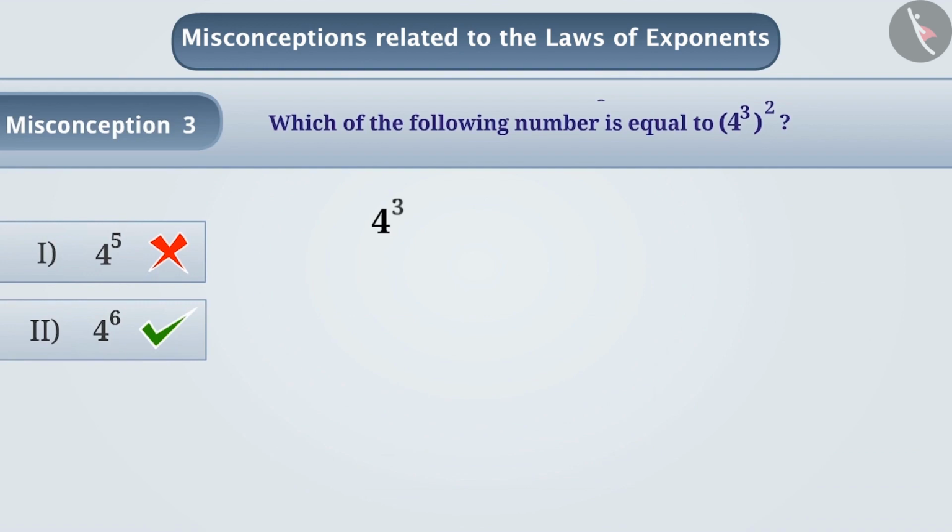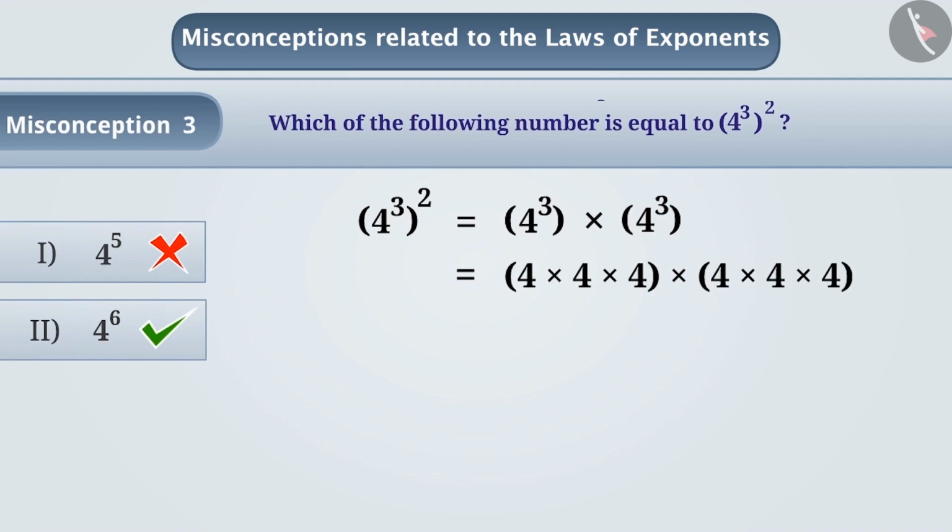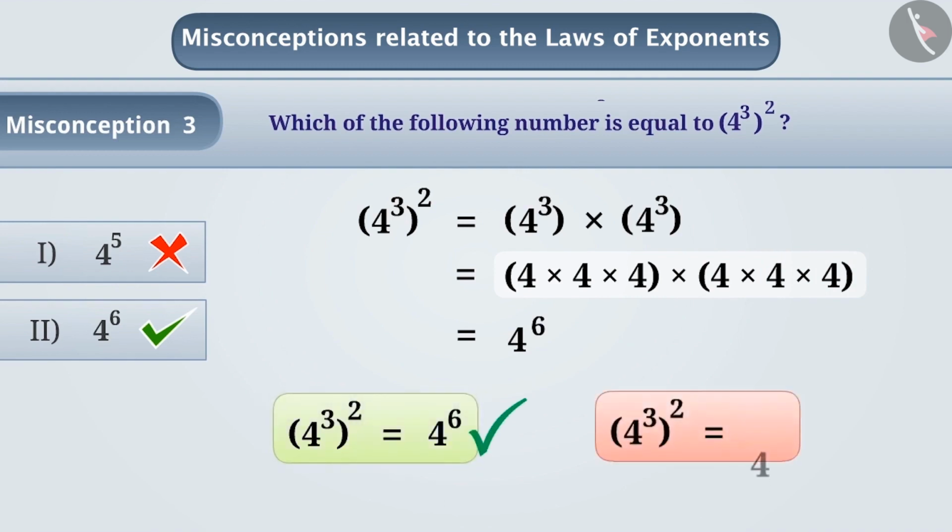We can write (4^3)^2 is equal to 4^3 × 4^3. We can simplify it in the following way. Now here, 4 has been multiplied by itself 6 times. So, we can represent it in the form of 4^6. Therefore, (4^3)^2 is equal to 4^6. This is the correct way to write it, whereas 4^5 is wrong.